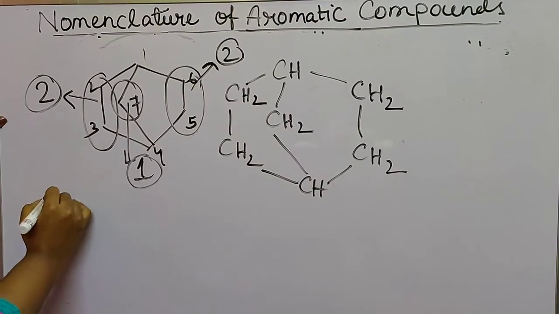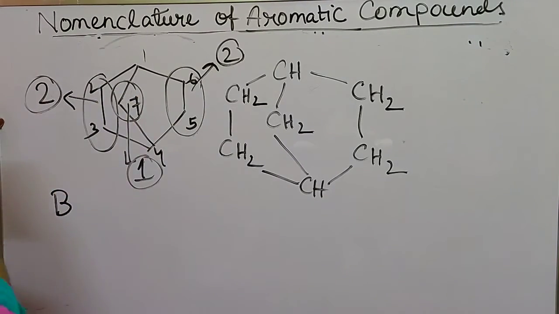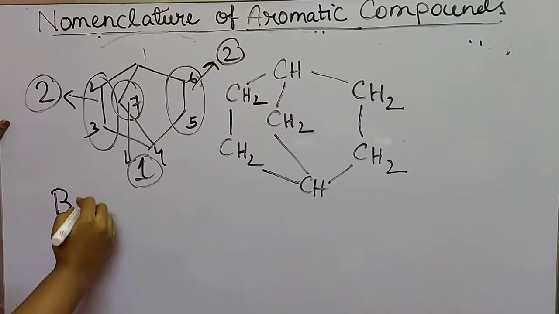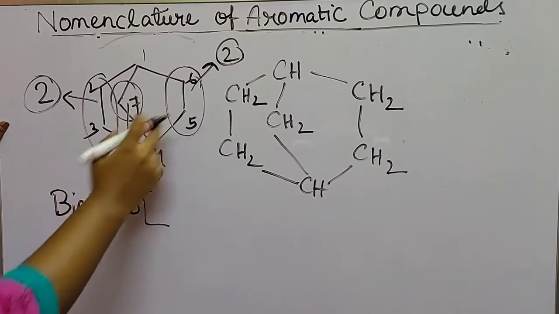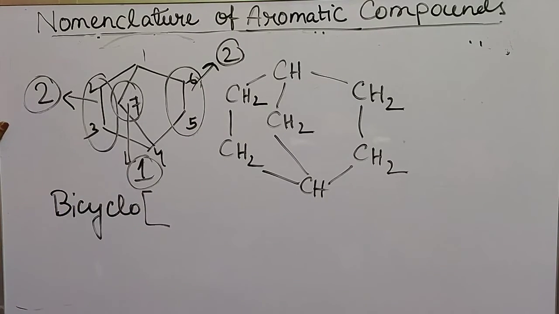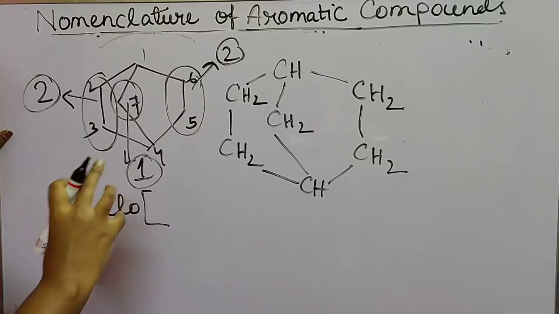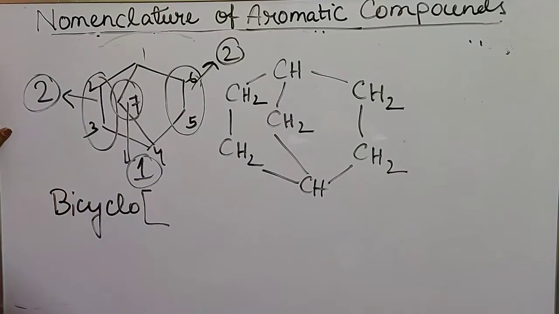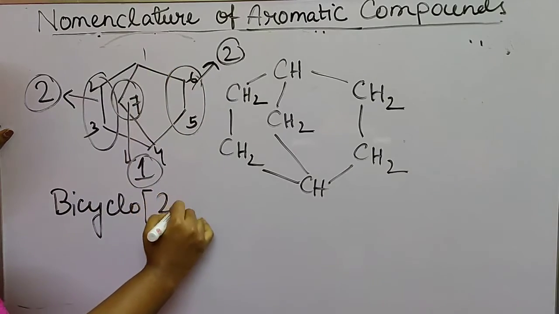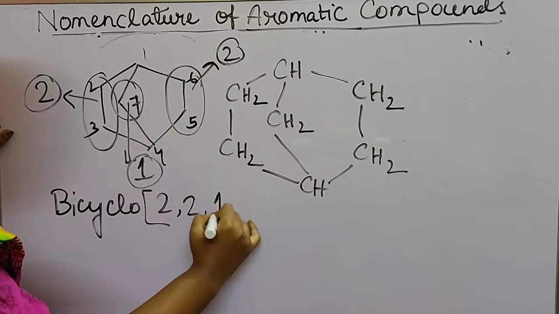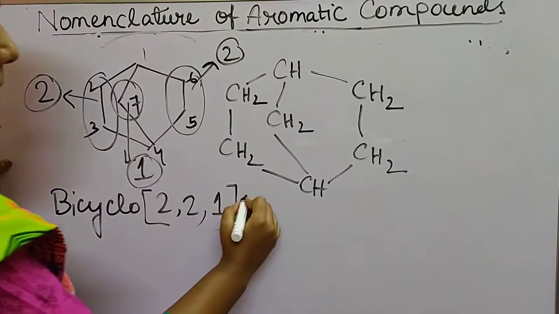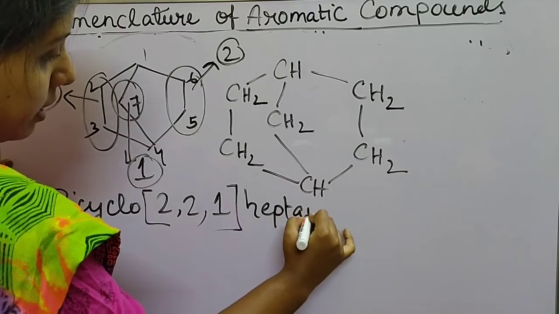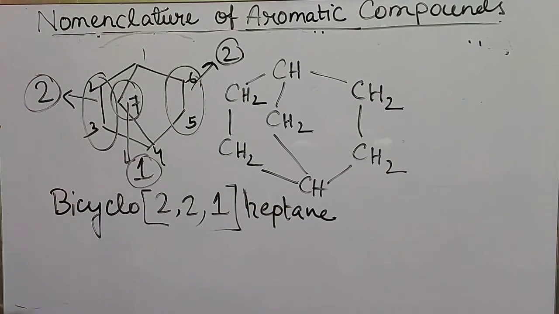So first you have to write, as there are 2 cyclic parts, this is one cyclic part and this is the second cyclic part, so bicyclo. After that you have to write the number of carbon atoms that are present in the bridges. First you have to write the maximum numbers, then the minimum. So maximum numbers are 2, 2, and the minimum number is 1, bracket close, and totally how many carbons are present here? 7 carbons. That means the name will be heptane. Okay, so bicyclo 2,2,1 heptane. This is the name of this compound.